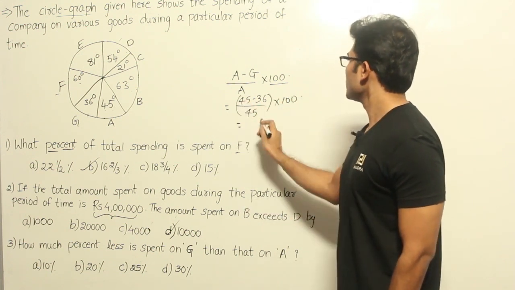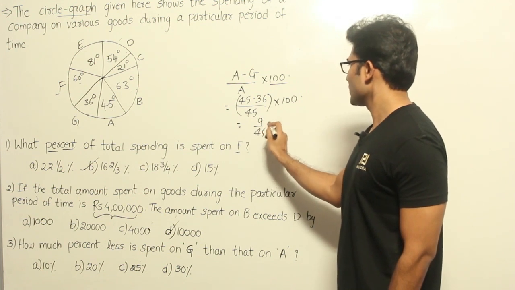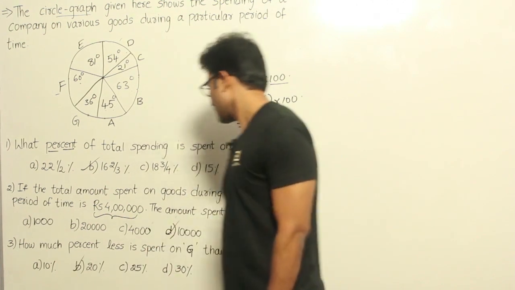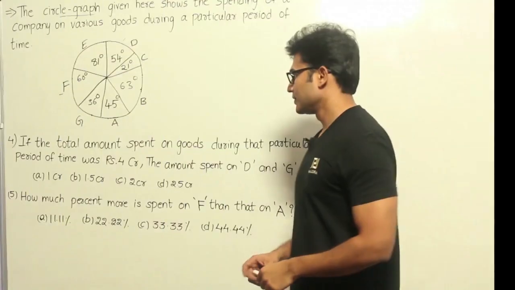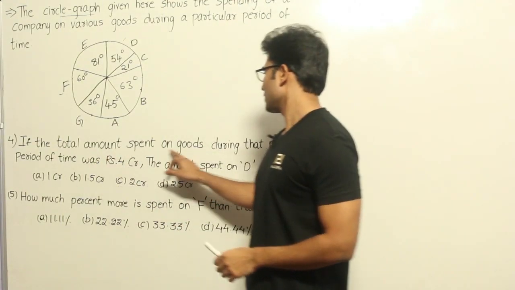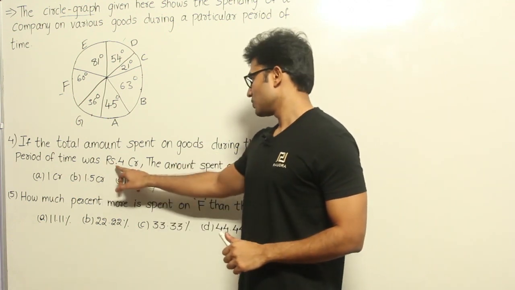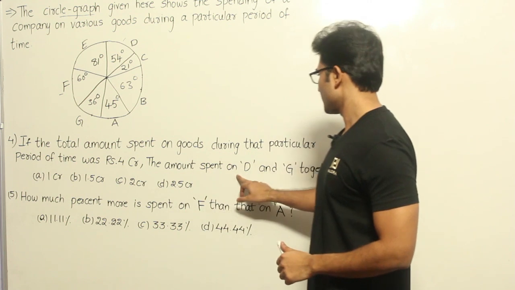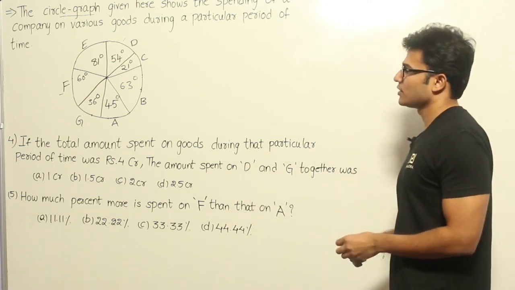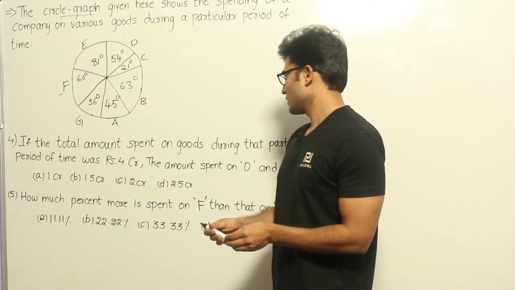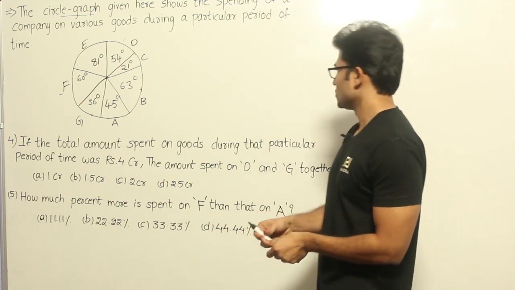Right? So you are going to get 9 by 45 into 100, so 20% is the answer. Okay, let's see this question. If the total amount spent on goods during that particular period of time was rupees 4 crore, the amount spent on D and G together was. So now they are saying that if the total amount spent is 4 crore, then what is the amount spent on D and G together?